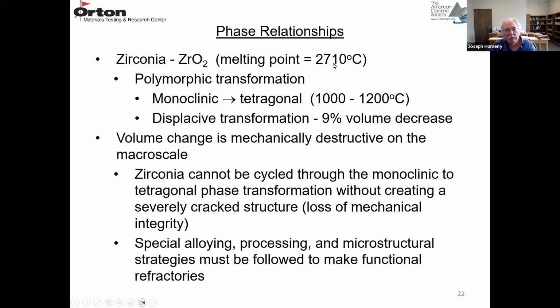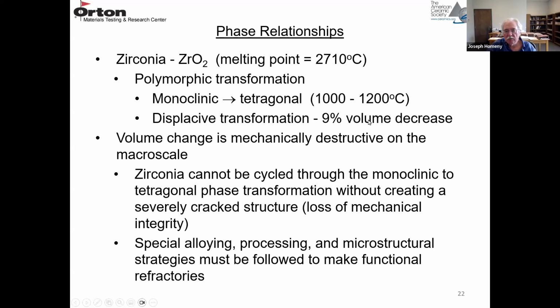So zirconia melts at about 2710 degrees C, and this polymorphic displacive phase transformation, monoclinic to tetragonal, takes place in this temperature range, 1000 to about 1200 degrees C. It's not an exact temperature. It's a function of the microstructure, the grain size, but it's a displacive transformation. So when you go from monoclinic to tetragonal, there's a substantial volume decrease, 9% volume decrease. So the tetragonal crystal is denser than the monoclinic.